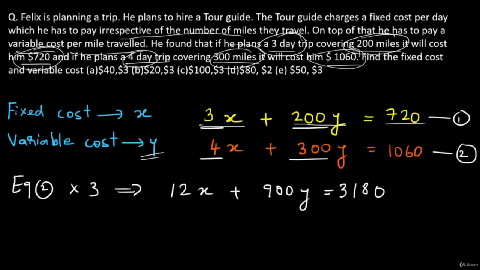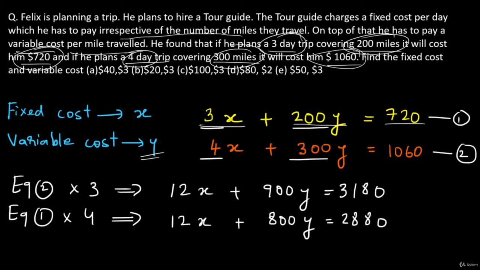Now let's multiply equation 1 throughout with 4. Alright, so 4 into 3 is 12. So 12x plus 800y is equal to 2880. So you can see that over here we applied a technique. We saw we have 3 over here, so we multiplied equation 2 with 3. We saw we have 4 over here.